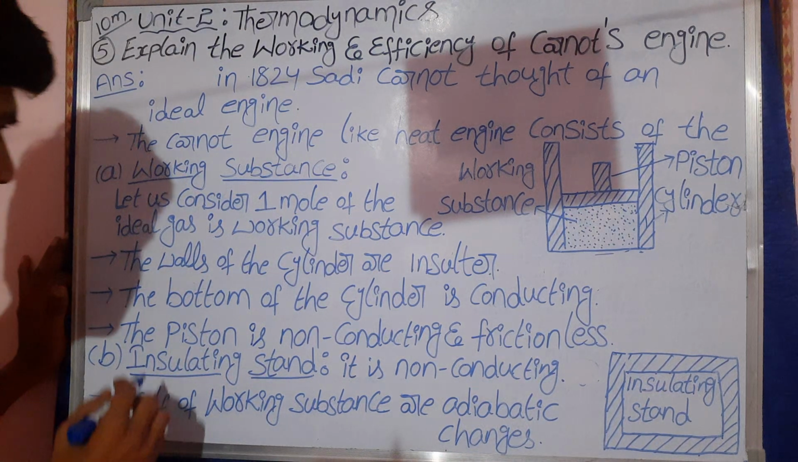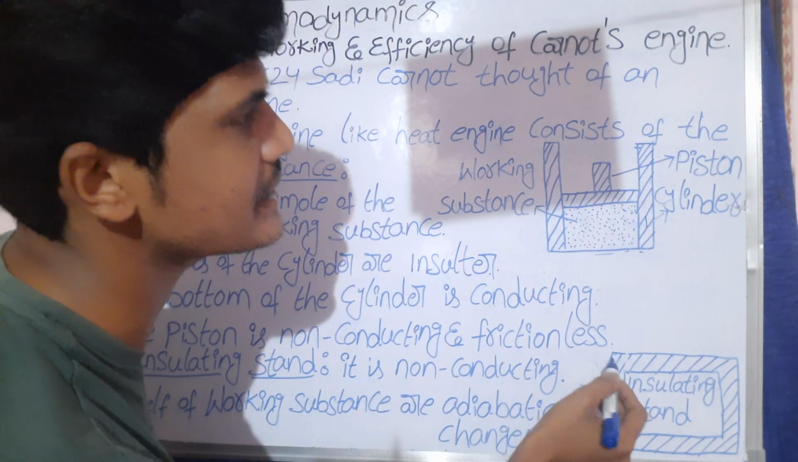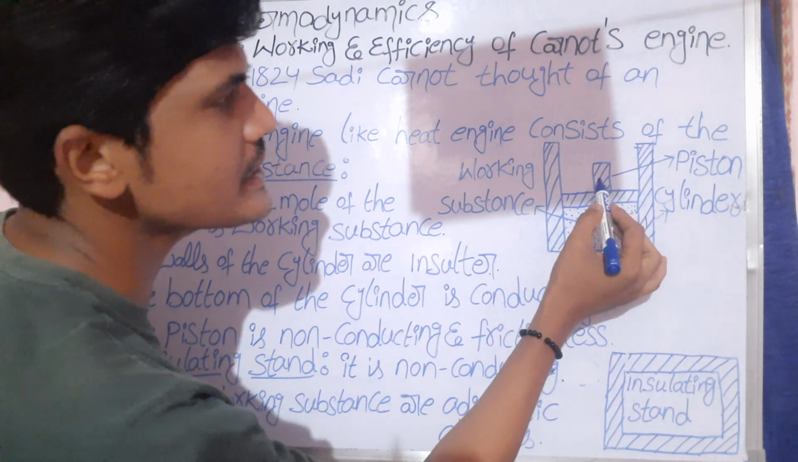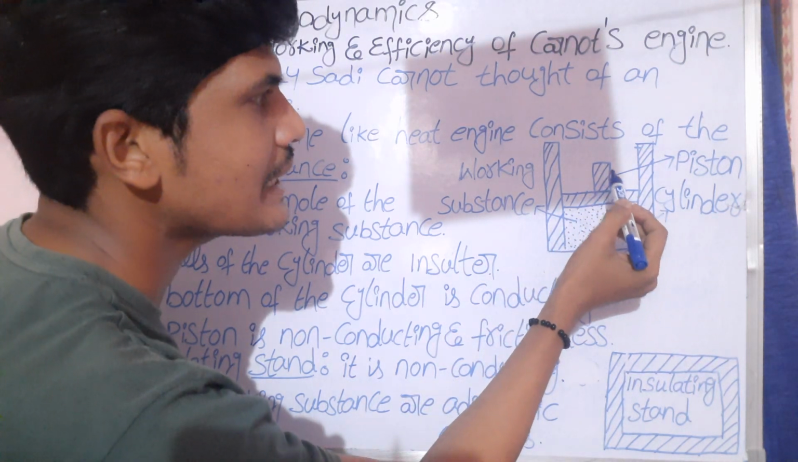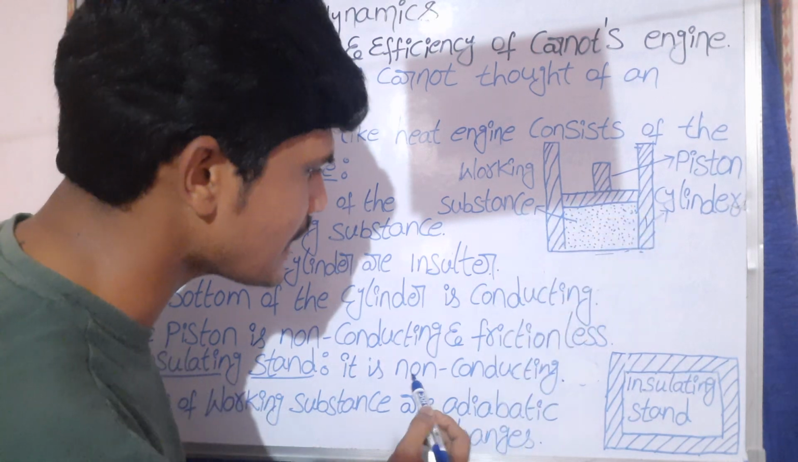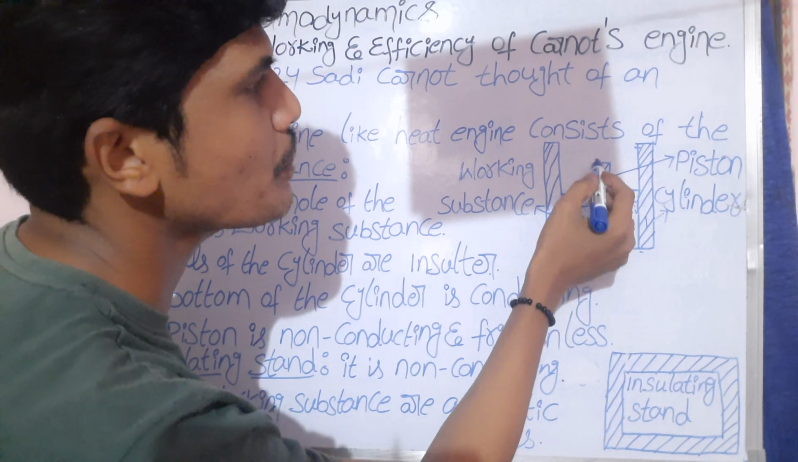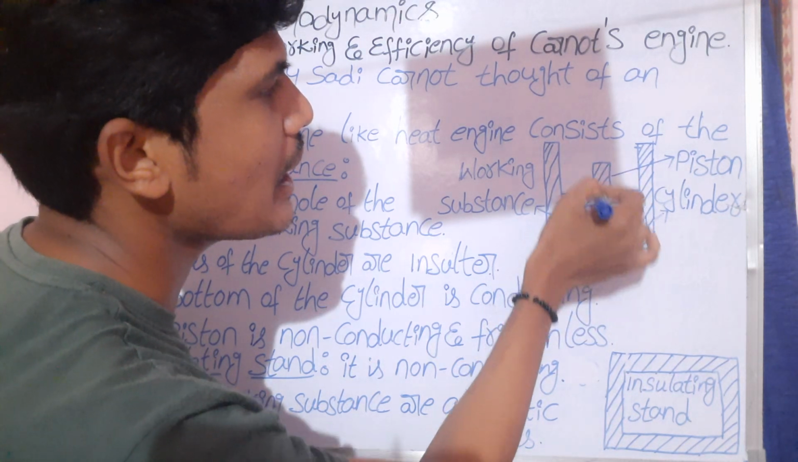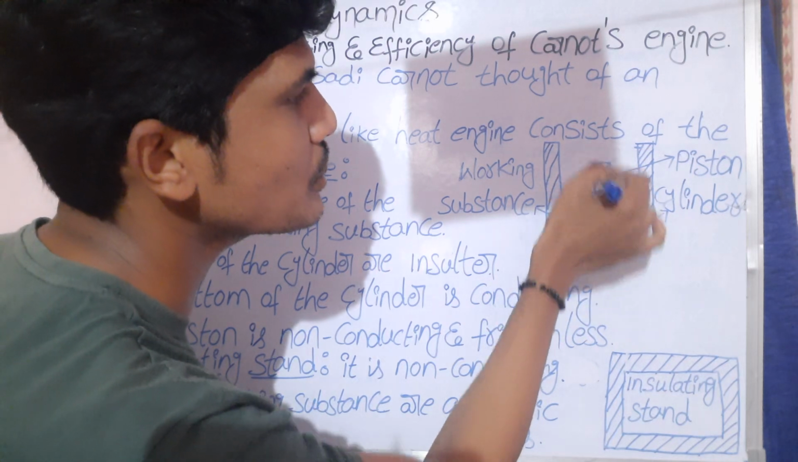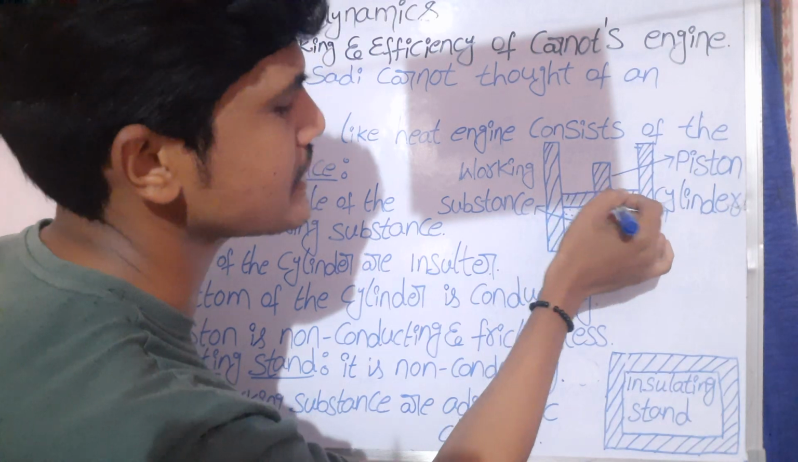Next, the piston is non-conducting and frictionless. This piston is made of non-conducting material and is frictionless. A piston moves up and down, to and fro, so that is a frictionless piston.